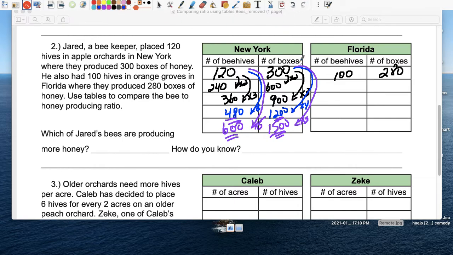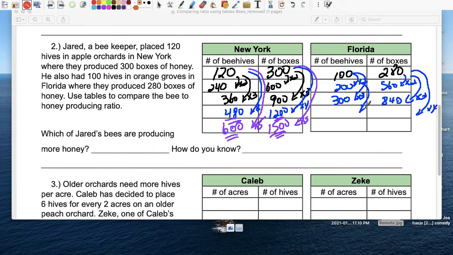Let's go to the abejas of Florida. Times 2 is 200. Times 2, 400. So todavía nada. Times 3. So this is 300. That's easy. Times 3 is going to be 600. Times 4.